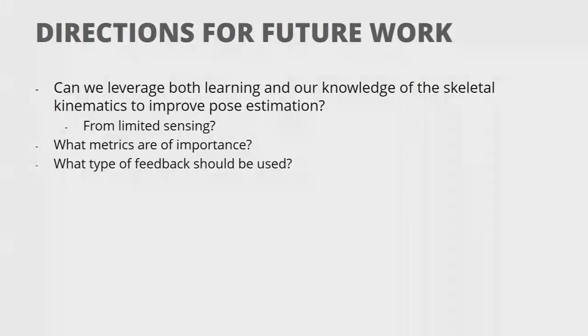I'm interested in thinking about how we can leverage both the learning and our knowledge of the skeletal kinematics to improve pose estimation, and particularly whether we could do it for more limited sensing. So even just having a single sensor or a couple of sensors at the end effectors. More fundamentally, I'm interested in what metrics are of importance. So do we need pose estimates, or there might be, for many rehabilitation and other applications, metrics that do not rely on the pose estimate.